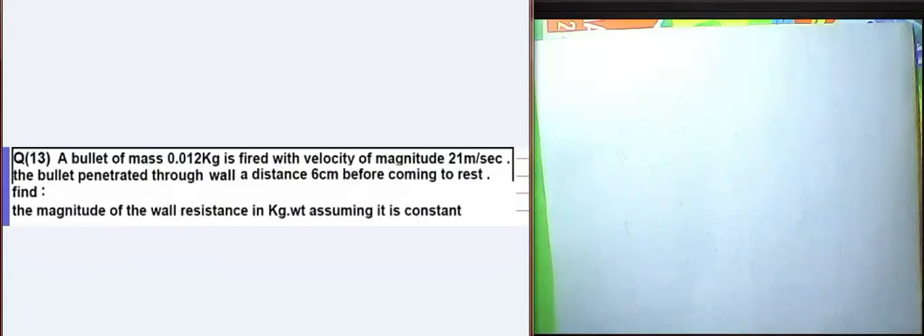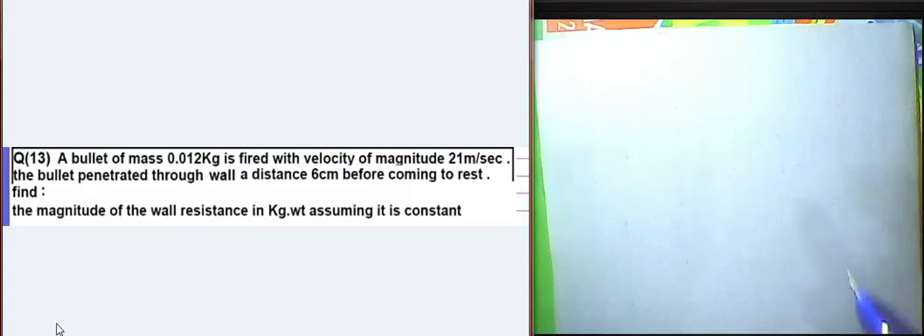Another example: a bullet of mass 0.012 kilogram is fired with velocity of magnitude 21 meter per second. The bullet penetrated through a wall distance 6 centimeter before coming to rest. Find the magnitude of the wall resistance in kilogram weight, assuming it is constant.